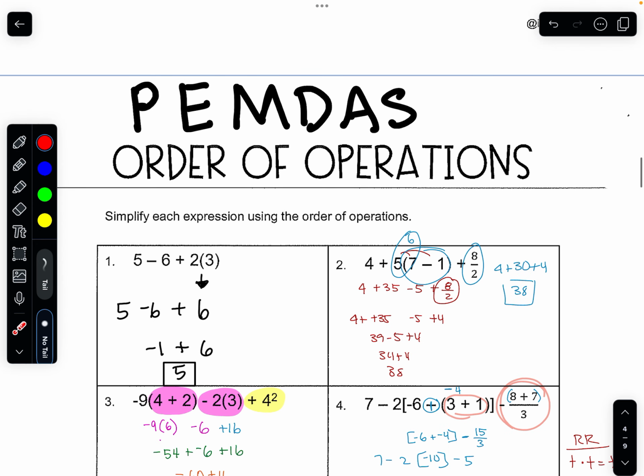The next review page was PEMDAS, order of operations, really important. And we talked about what happens if you do this out of order versus if you do it in order. Sometimes you get the wrong answer, and sometimes it just takes too long.